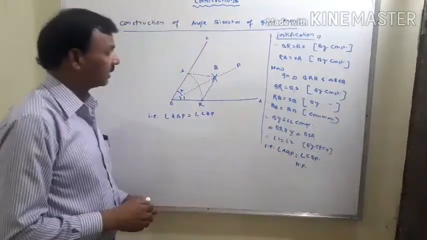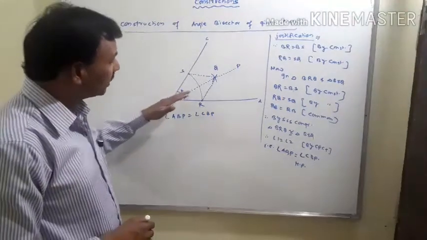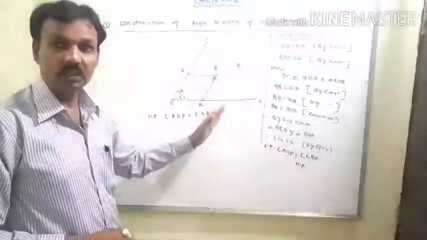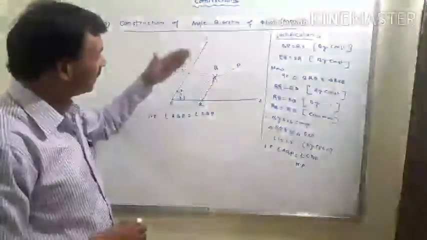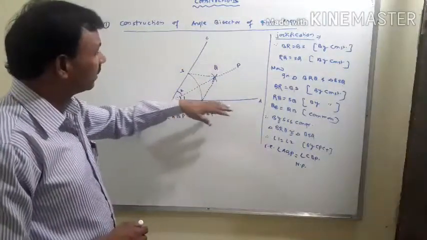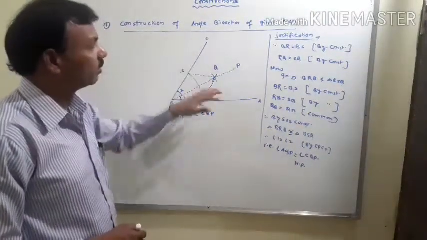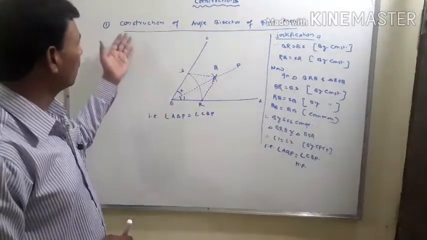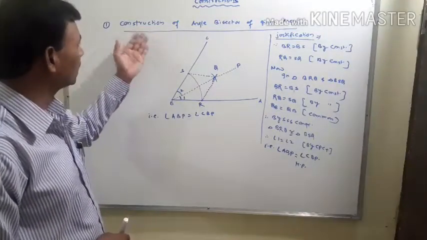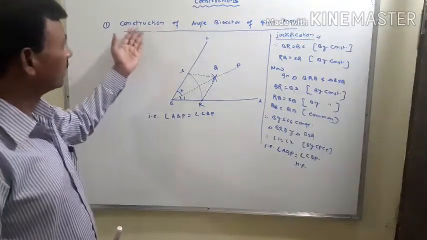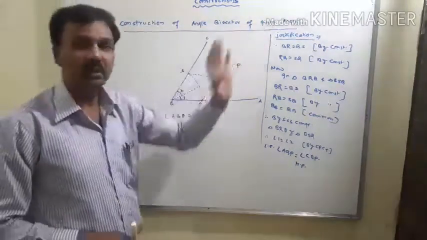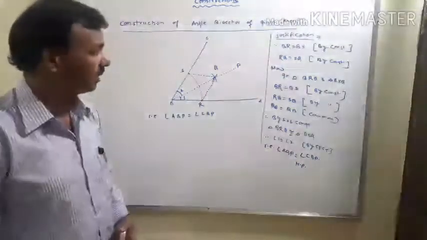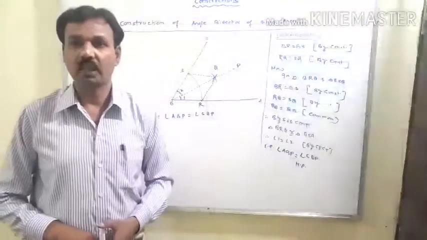That means you can say, what is my construction? The construction is true. That means line BP divides the angle ABC into equal parts. That means what was our construction? The construction was the construction of the angle bisector of a given angle. Now in the next video, we will take another type of construction.